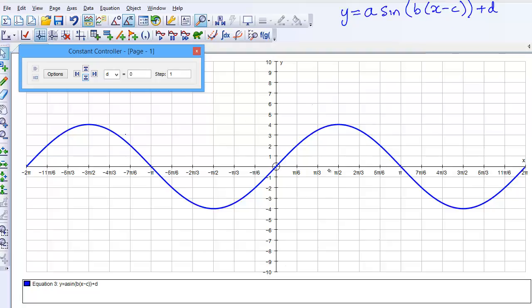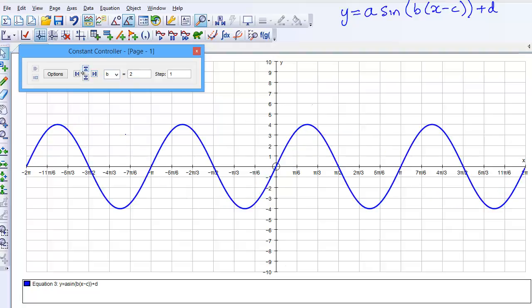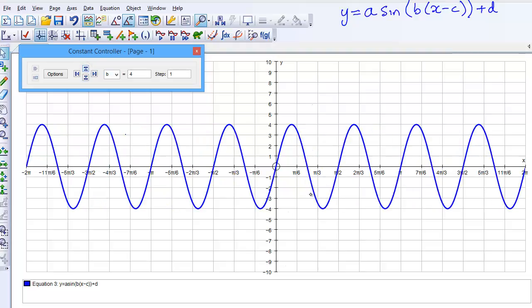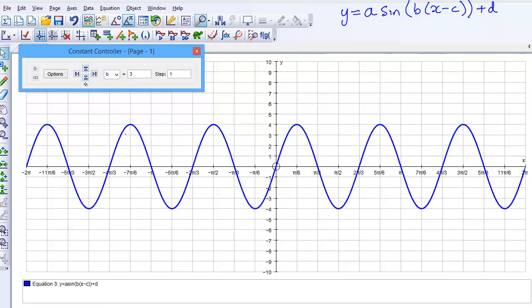So we're now going to look at b and c. Well, we know that b affects the period. So at the moment the period is 2 pi. If I make b equal to 2, then the period becomes pi. If I make b equal to 4, the period becomes pi by 2, and so on.